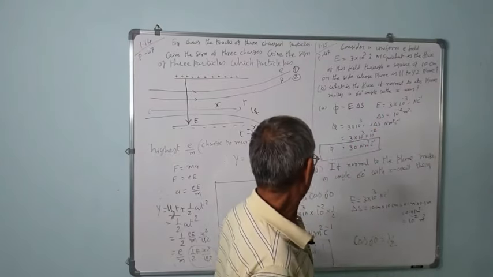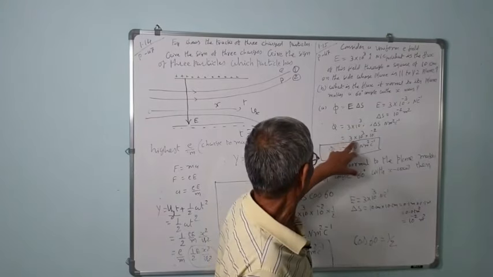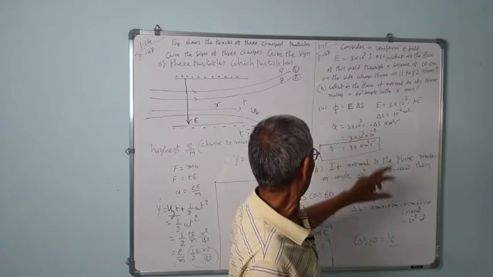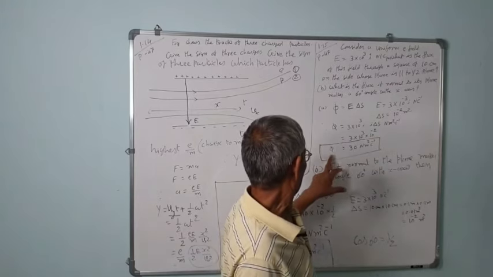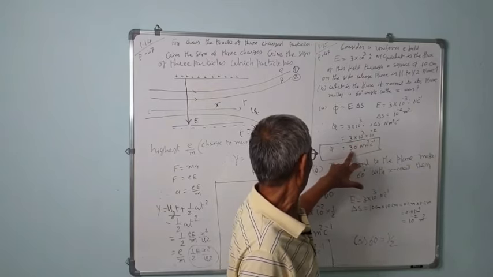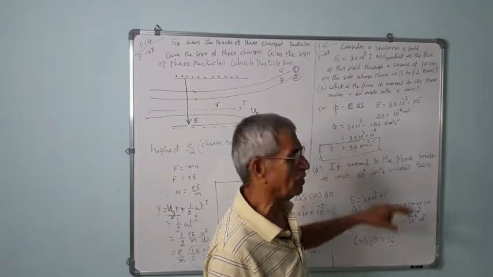Here i is the unit vector along the x axis. That is equal to 3 into 10 raised to power 3 i dot i, that is i square is 1, into 10 raised to power minus 2. That comes to 30. So this will be equal to 30 Newton meter square Coulomb minus 1.